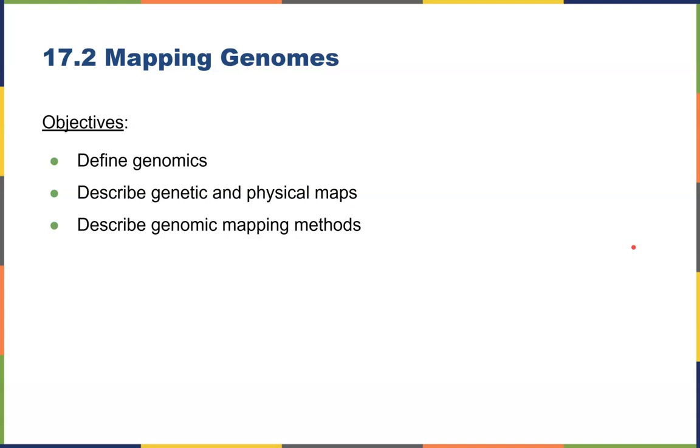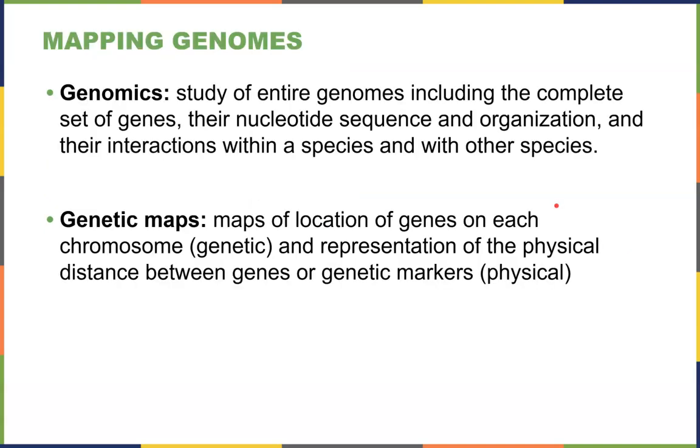So next we're going to take a look at mapping genomes. And genome or genomics is the study of an entire genome. So a genome is the complete set of genes, complete DNA, and all the nucleotide sequences and how they're organized within that genome. A genetic map is an actual map that maps the locations of genes on chromosomes. So we have created a genetic map for humans, for Homo sapiens, and we can say which genes are on which chromosome and where exactly they are on that chromosome.